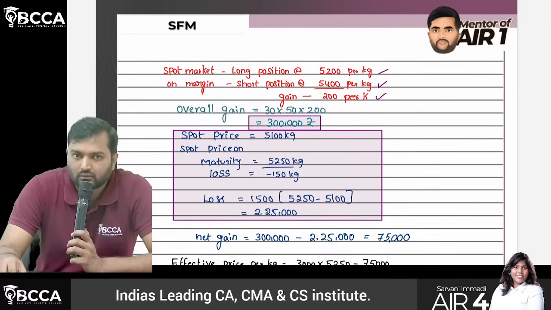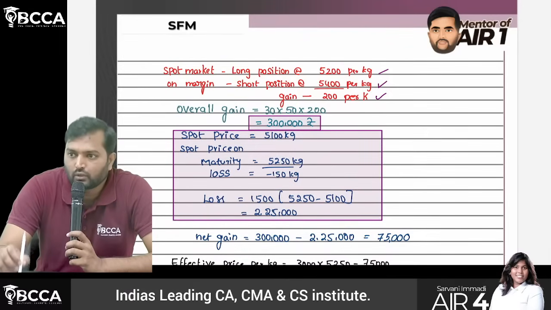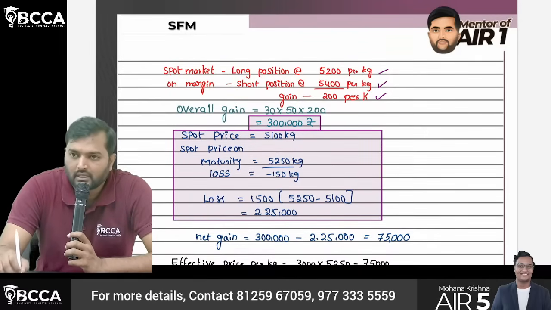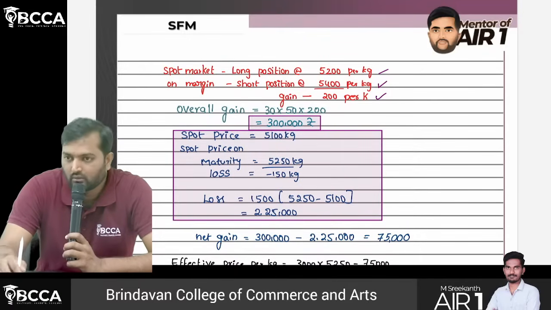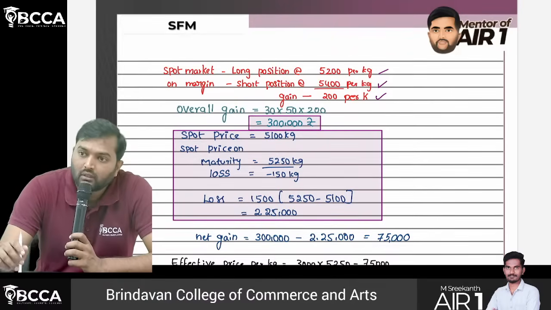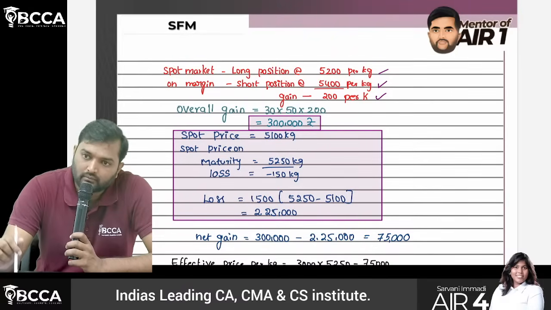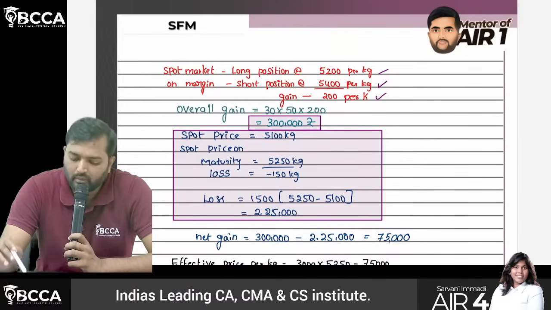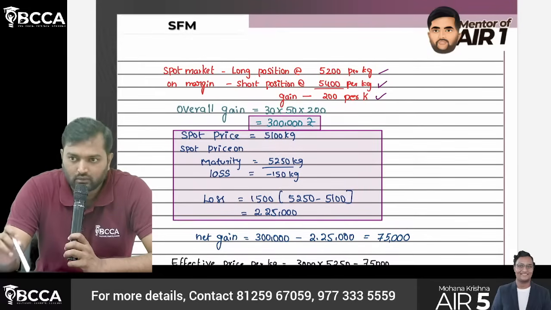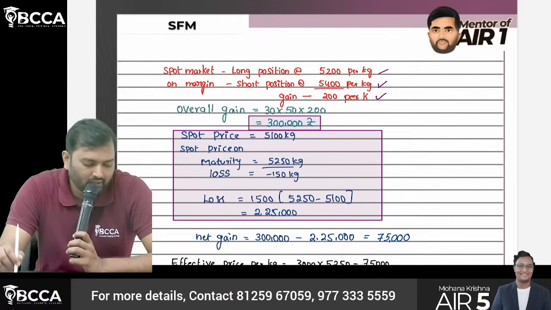5100 per kg. Instead of entering into a futures contract, he can buy 1500 kg as of today. What is the price? 5100 is the spot price. What is the spot price on maturity? 5250 per kg. So that means he is losing 150 rupees per kg.